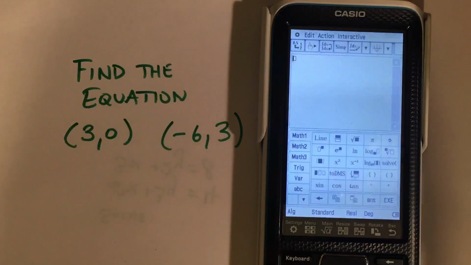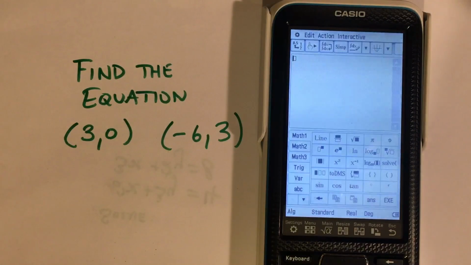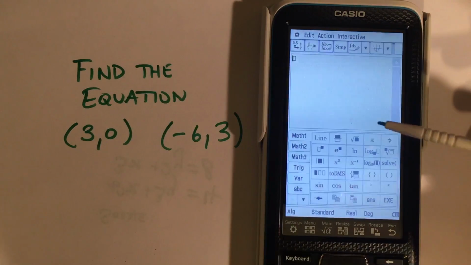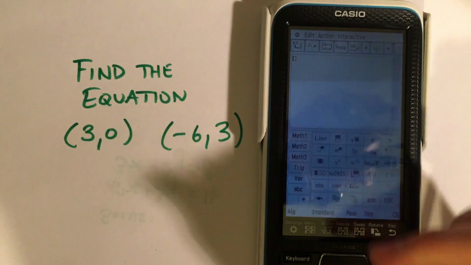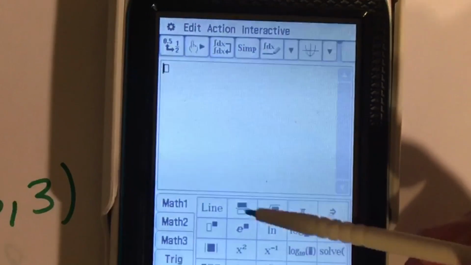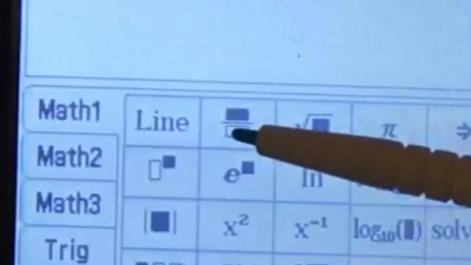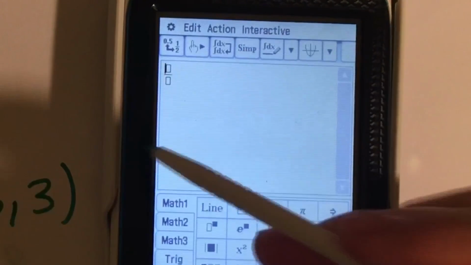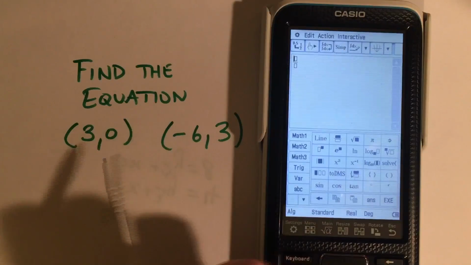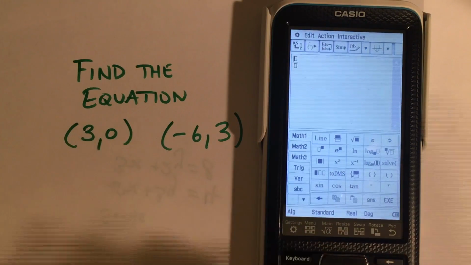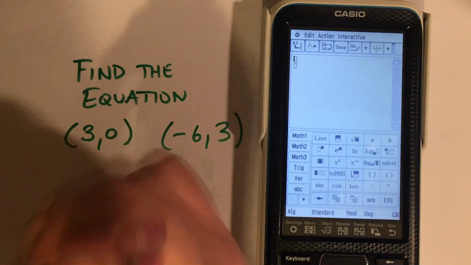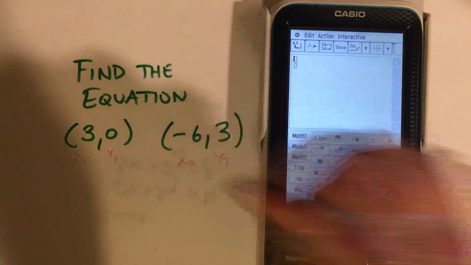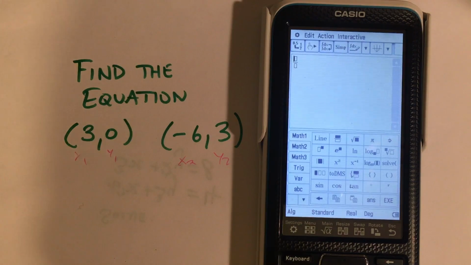Having to find the equation of a straight line using the Casio ClassPad. There's a number of ways you can go about doing this. Using the keyboard function and pressing the fraction button here, I can find out the gradient by simply typing in the numbers. So if I made this x1, y1, x2, y2, I can type those in.